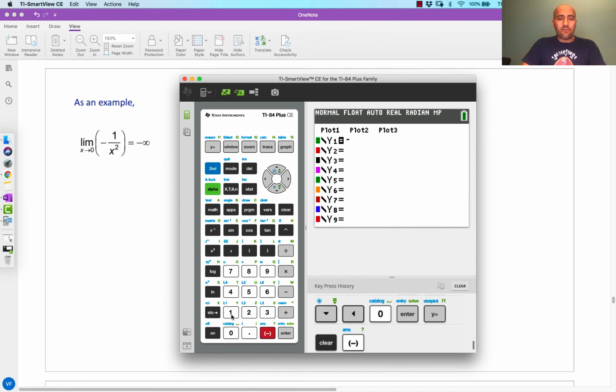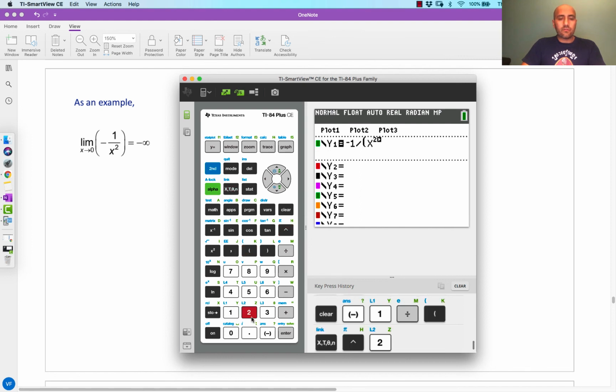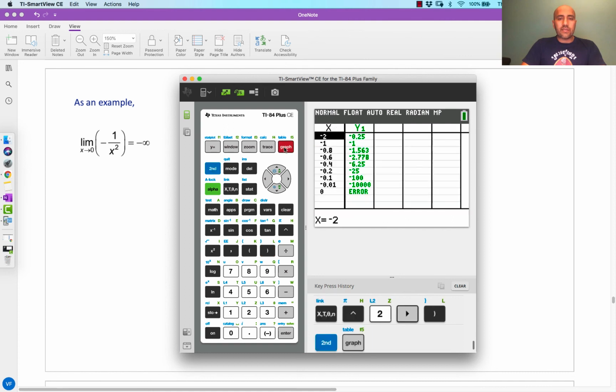And let's put -1 divided by parentheses x to the power of 2, close parentheses. So that's this. And now I'm going to go over to my table. So I'll go to my table, delete all the previous values, and again I'm approaching 0. If I just put in a 0, I'm just going to get an error, right? Okay, but we want to approach 0 from either side, so let's approach 0 from the positive side first.